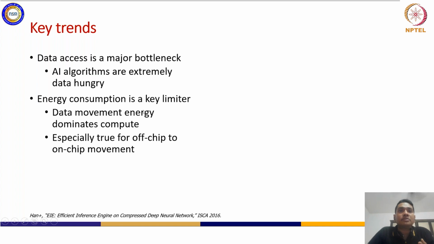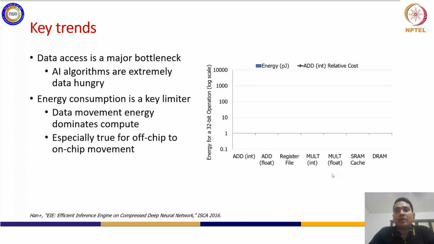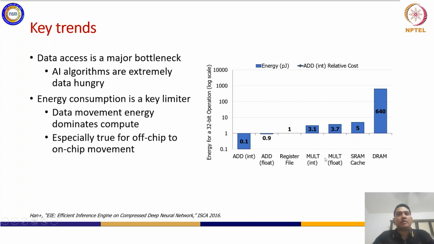So that is why energy consumption is a key limiter of this data movement, and data movement itself is energy hungry, because if you see this graph of the data access energy consumption versus data computation. Basically, in the x-axis you will see the different operations. Of course, AI benchmarks or DNN benchmarks are widely dominated by addition, multiplication, and multiply accumulate. So addition and multiplication operations' energy consumption you can see here, and DRAM access and SRAM access.